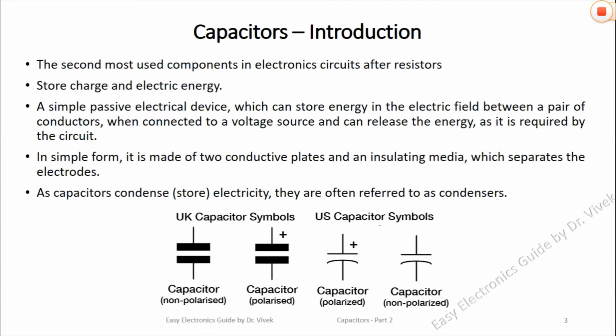Capacitors are the second most used components in electronic circuits after the resistor. They can store charge and electric energy. A capacitor is a simple passive electrical device which can store energy in the electric field between a pair of conductors when it is connected to a voltage source. They can release the energy as and when required by the circuit. In its simple form, it is made of two conductive plates and an insulating media which separates the conductive plates.